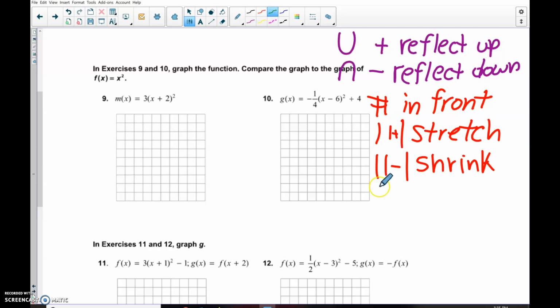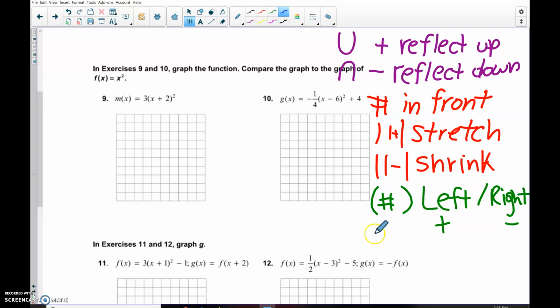Then remember the number inside the parentheses is your horizontal. So that means left or right. Remember this one's kind of weird, it's opposite. So left is positive numbers, right is negative numbers. And then the number outside the parentheses is your up or your down. And this one's normal. Up means positive, down means negative.